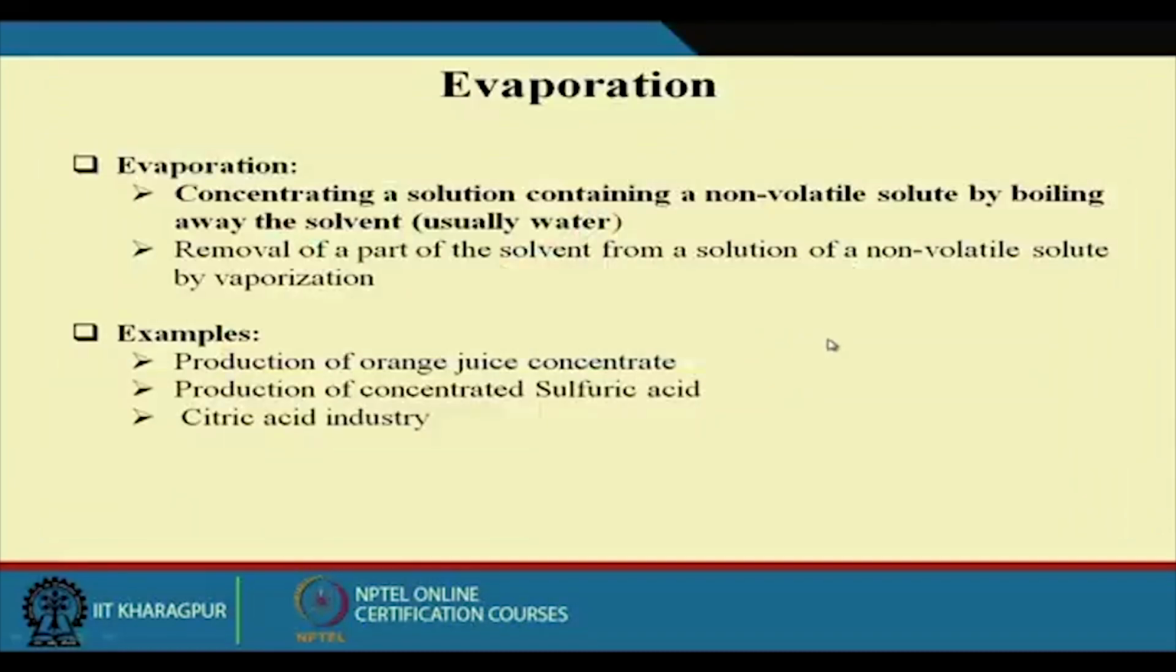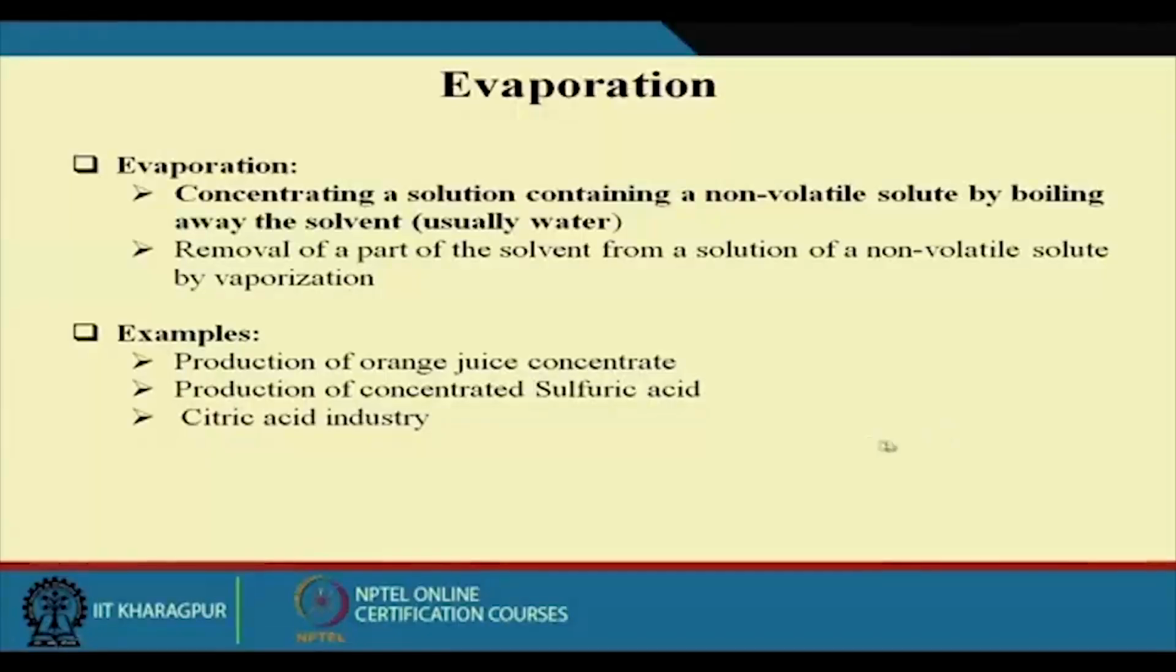Now, let me discuss another downstream process that is largely used by the industry. One is called evaporation. Evaporation is nothing but concentrating a solution containing non-volatile solid by boiling away the solvent. Just now I was talking about citric acid, the concentration of the citric acid mixture from 22% to 60%.